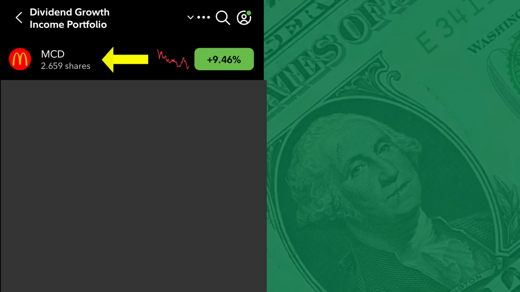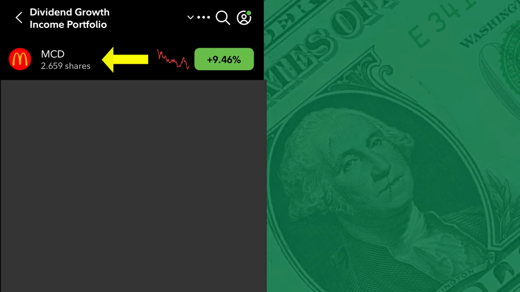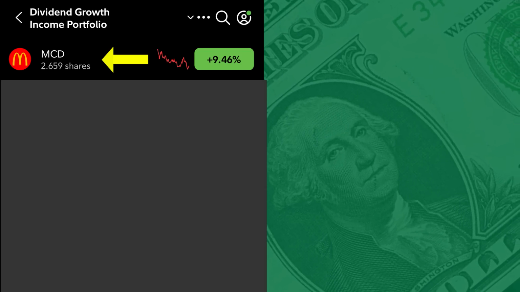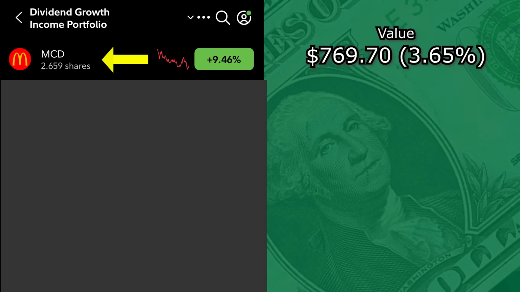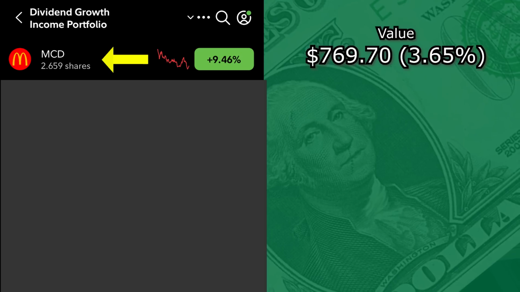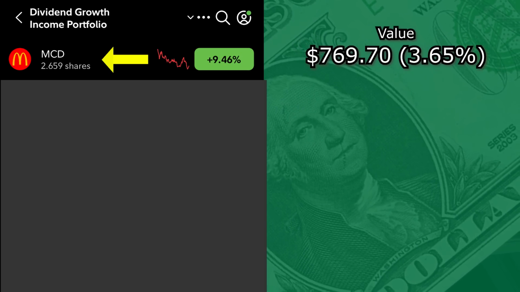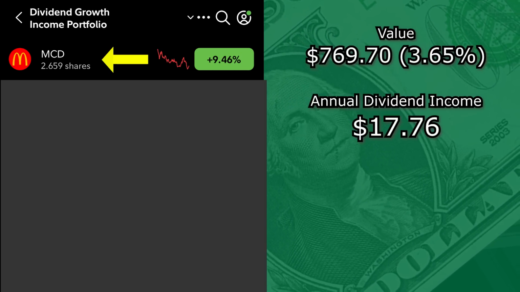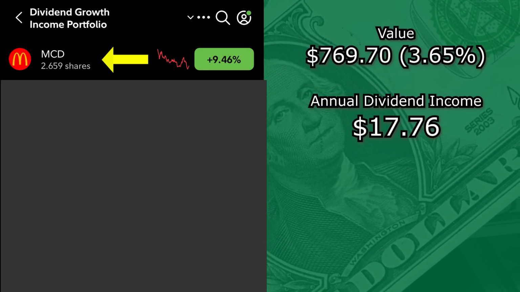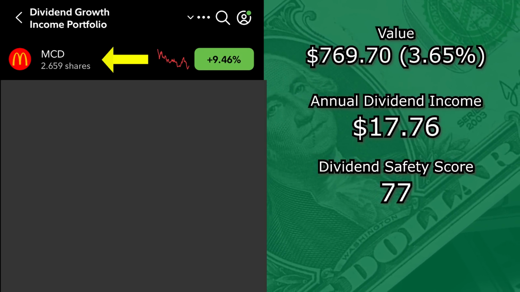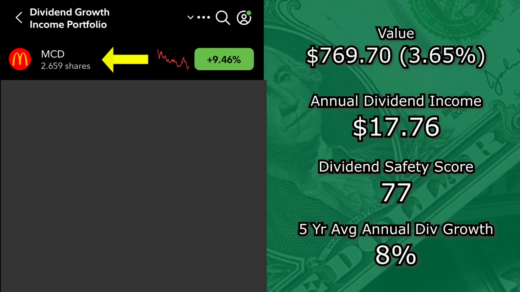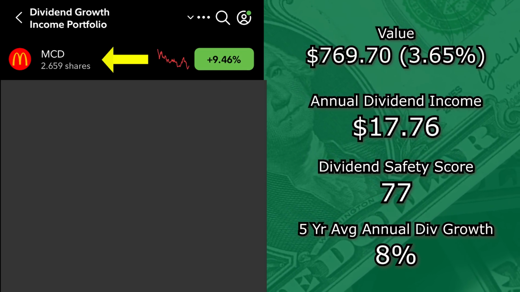Then we have McDonald's, ticker MCD, the largest fast food chain in the world. I have 2.659 shares of McDonald's right now, valued at $769.70, making up 3.65% of the portfolio. I'm up about 9.5% on this investment. It pays me $17.76 in dividends annually. Shares are yielding 2.29% today. McDonald's has a Simply Safe Dividend Safety Score of 77 and a 5-year average annual dividend growth rate of 8%, while its latest raise was announced last year at 10%.